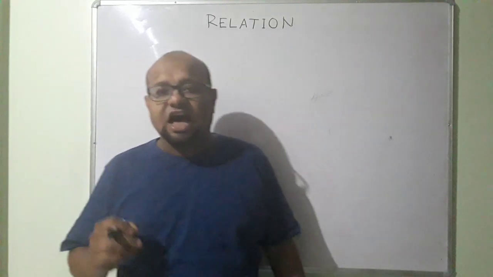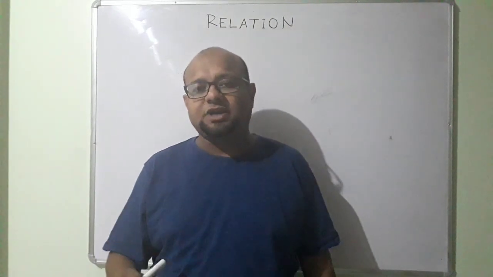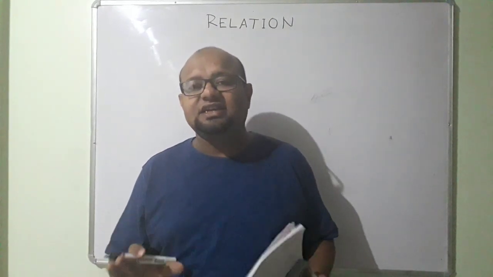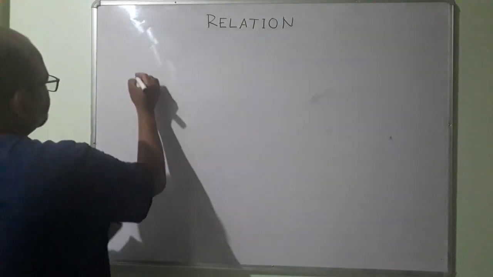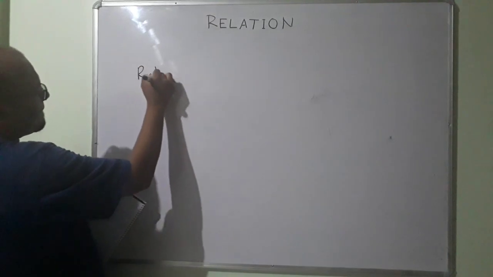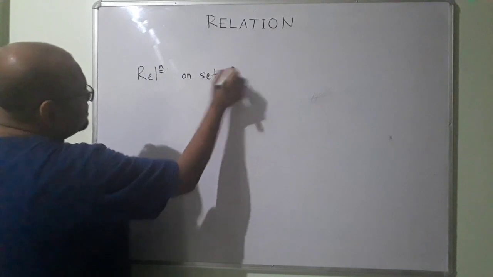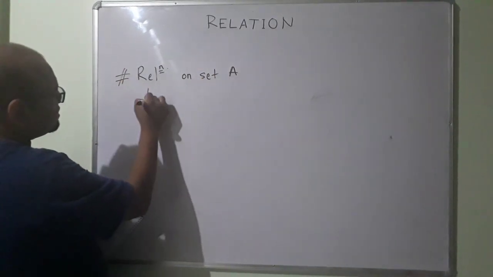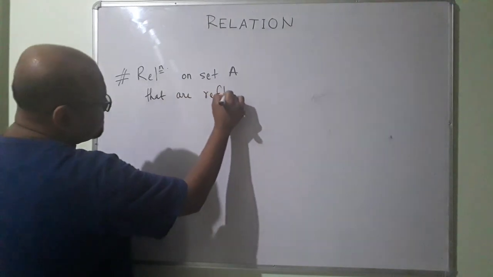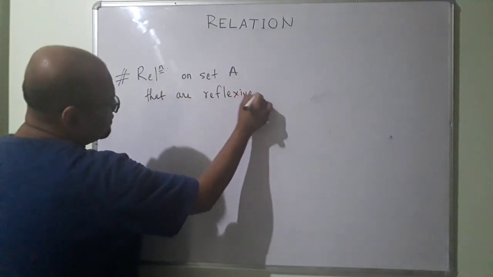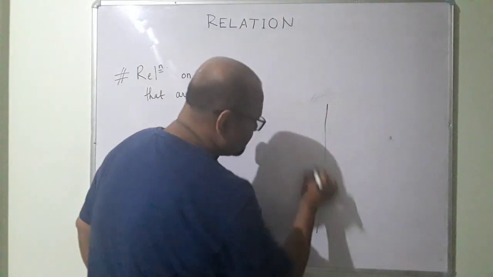My next question is this: how many relations may I have on a set A with n elements such that the relation is reflexive? So the number of relations on set A that are reflexive. Let us think about what is happening.